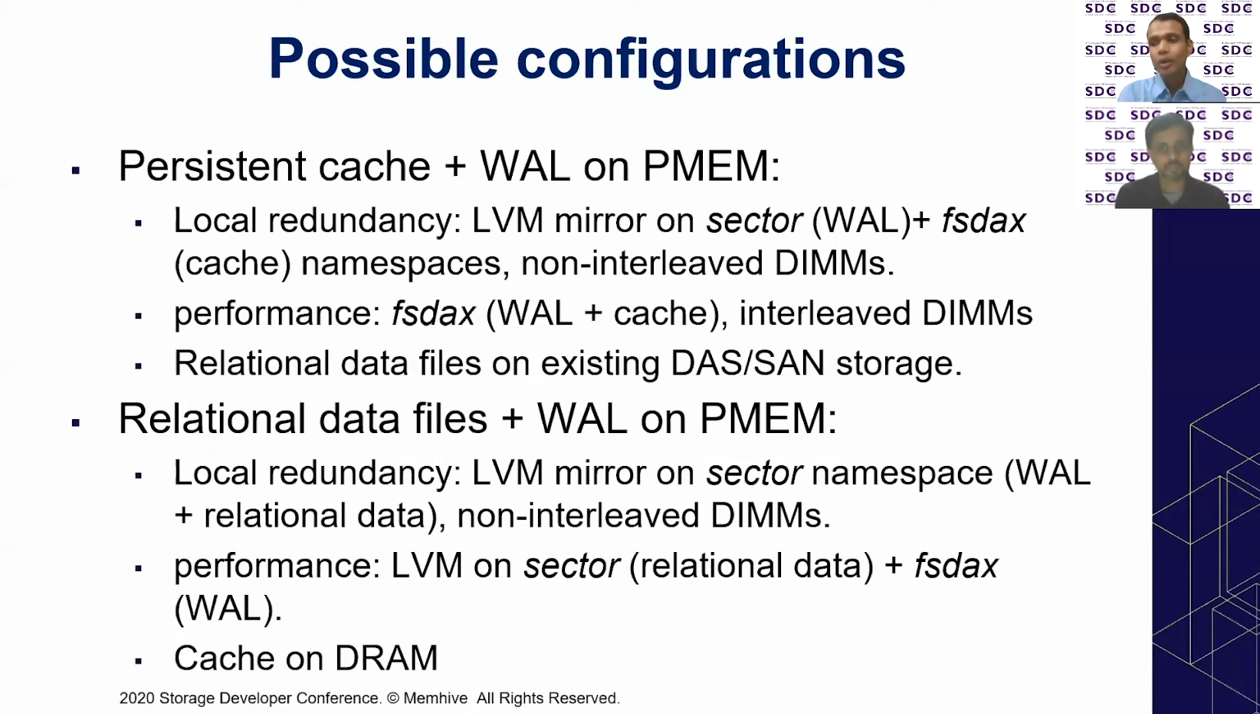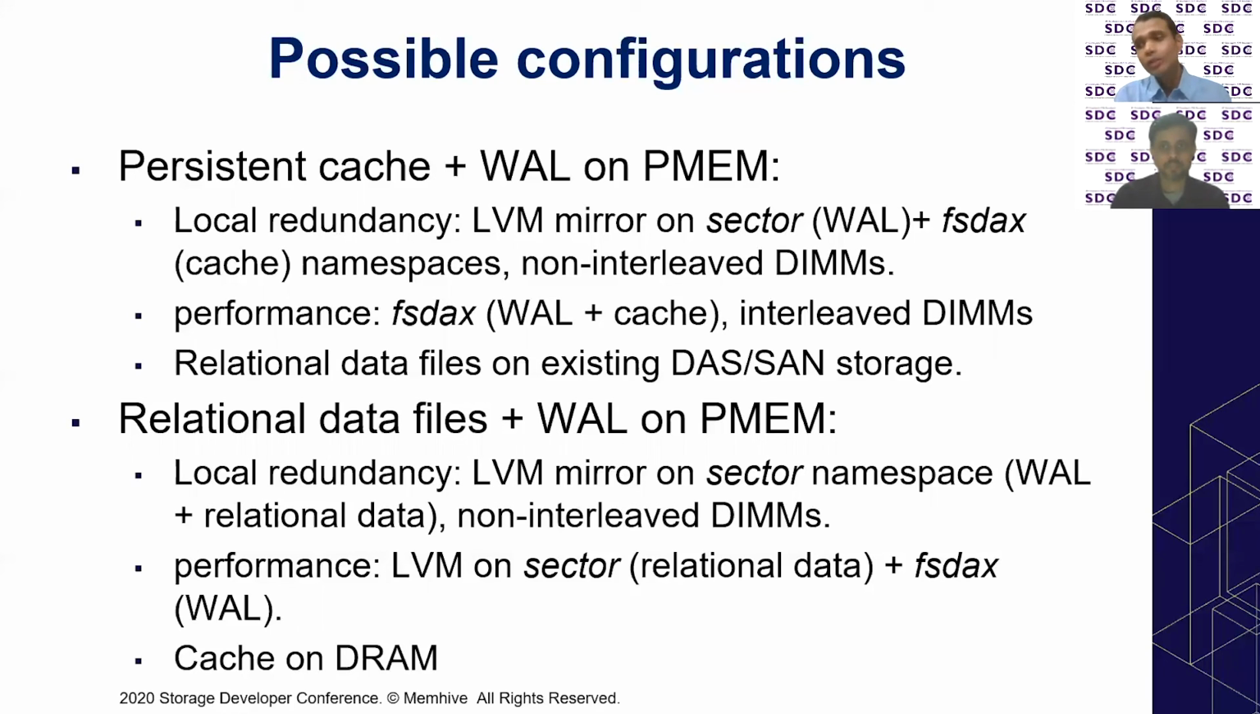The local redundancy mode combines DAX and sector mode namespaces. While we use the DAX namespace for the cache, we could have the write-ahead log on a LVM mirror made up of sector mode namespaces. This would require us to have non-interleaved PMEM namespaces. And then there is the performance mode, where we will have DAX namespaces created on interleaved PMEM DIMM regions for hosting both the write-ahead log and the cache. In this mode, the relational data files will continue being stored on their existing storage, which could either be direct attached or SAN.